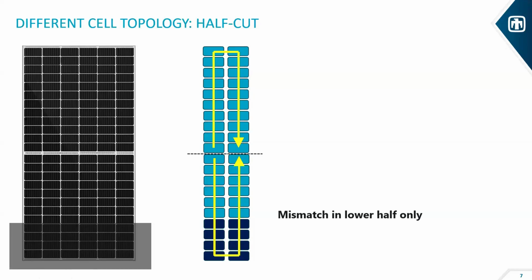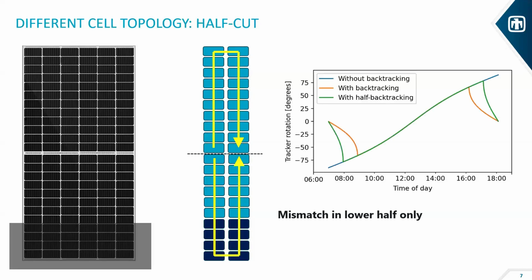That brings us to some novel tracking strategies, where we could do tracking to optimize the power of the top half of the module, in case that makes sense. Here we see backtracking when we're doing what's called half tracking. We're allowing shading in this case of only up to 50% of the module, and then we start backtracking. So then you see you have more true tracking throughout the day with that green curve.